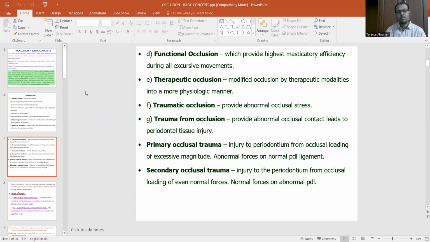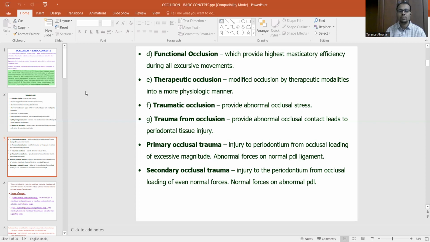There are two types of occlusal trauma: primary occlusal trauma and secondary occlusal trauma. Primary occlusal trauma means there is an injury to the periodontium from occlusal loading of excessive force or magnitude. So it is an abnormal force on a normal periodontal ligament, which produces primary occlusal trauma. What is secondary occlusal trauma?